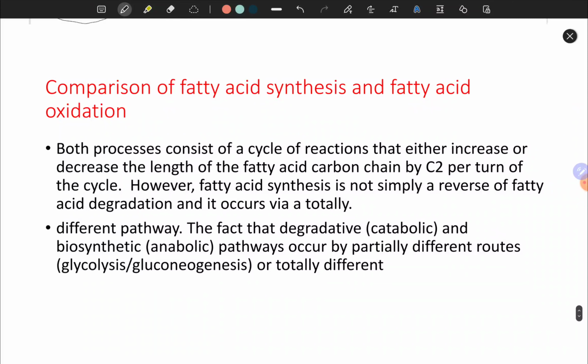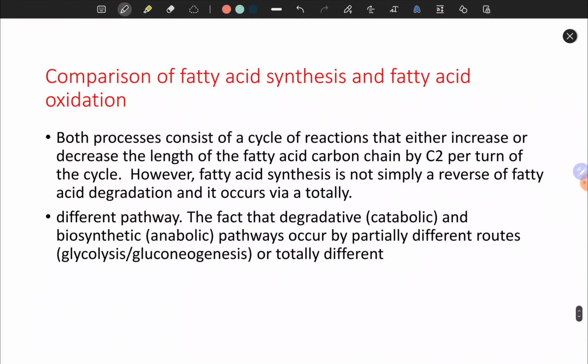Fatty acid formation and fatty acid degradation, they are two different entities. One occurs in the cytoplasm, one occurs inside the mitochondria. Locations are different, and they are not reversible.